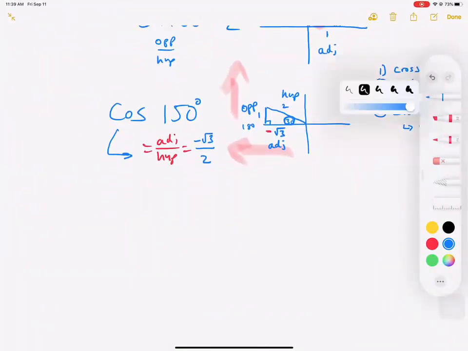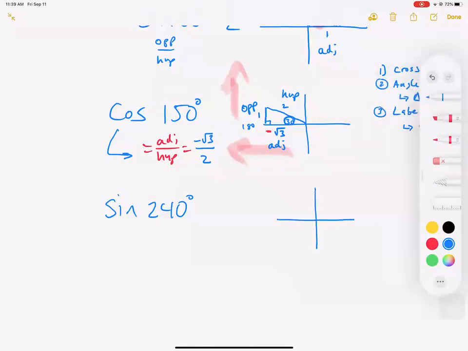Well, let's do one in quadrant 3. So we're going to do the sine of 240 degrees. So we're going to follow the steps. First step, draw the cross so we can visualize this. Everyone just draw a cross. Step 2, draw an angle that's 240 degrees. Where would 240 be? This is 180, this is 270. So we're kind of like here. Okay, after we've drawn the angle, draw the triangle.